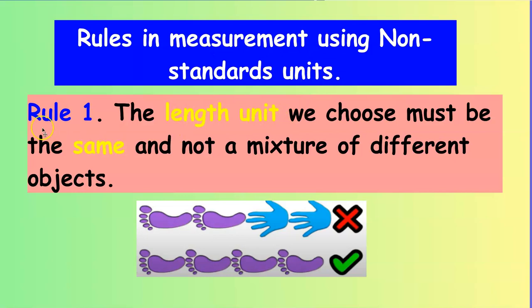Rule number one, the length unit we choose must be the same and not a mixture of different objects. Look at here. These are feet, right? And hands. These will not be mixed, because that is a big wrong. So when you measure the length, you must use the same unit of measurement. This is correct. Do you understand? Very good, well done.